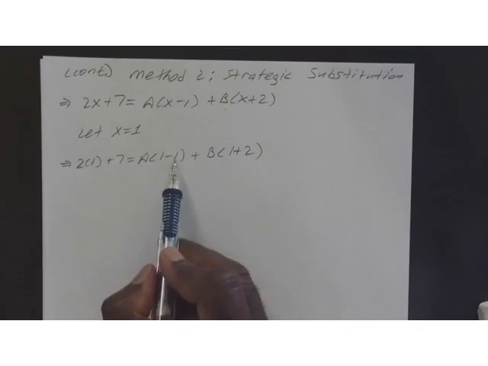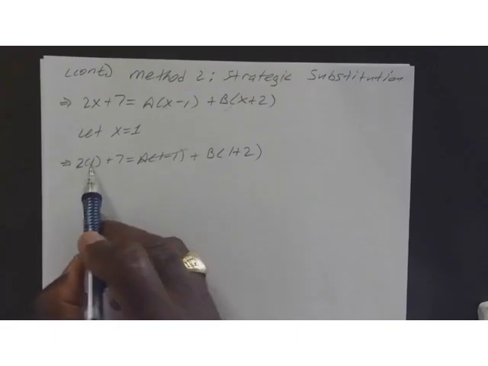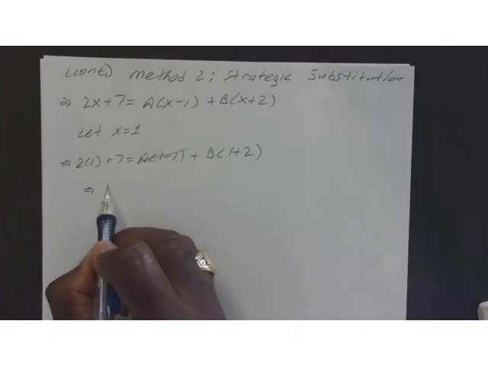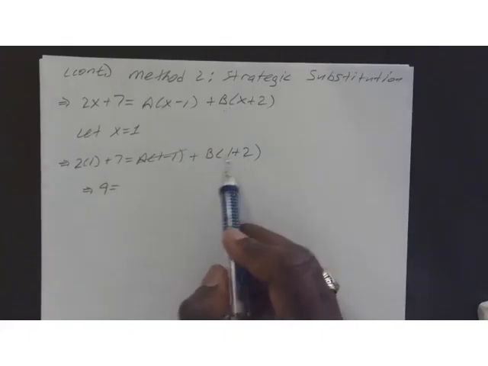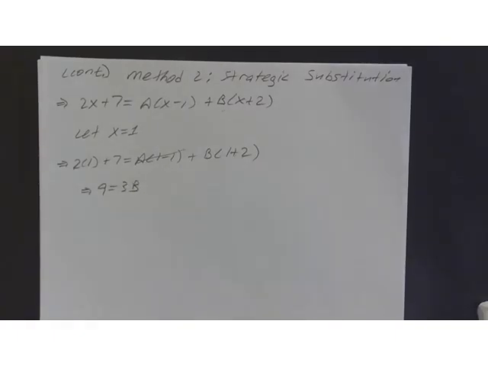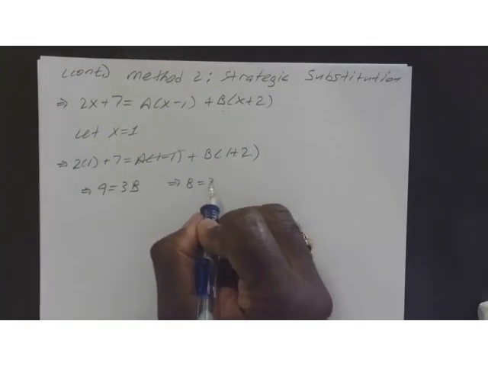Okay, so 1 minus 1 is 0, so it doesn't matter what A is, it's disappearing. Okay, so 2 times 1 is 2, so 7 plus 2 is 9. So we have 9 is equal to B times 1 plus 2, so 9 is equal to 3B. So if we divide both sides by 3, then B is equal to 3.